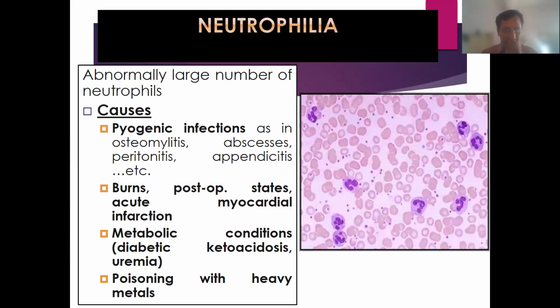That is phagocytosis. What is neutrophilia? An abnormally large number of neutrophils. Causes include pyogenic infections, osteomyelitis, abscess, peritonitis, burns, post-operative states, acute myocardial infarction, metabolic conditions like diabetic ketoacidosis, and poisoning with heavy metals.